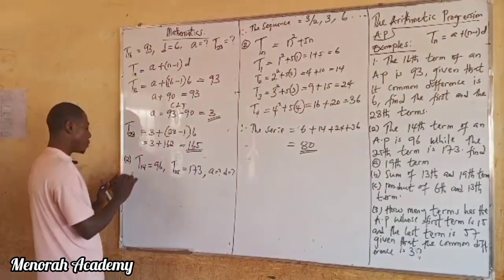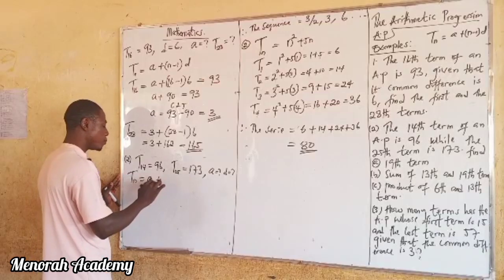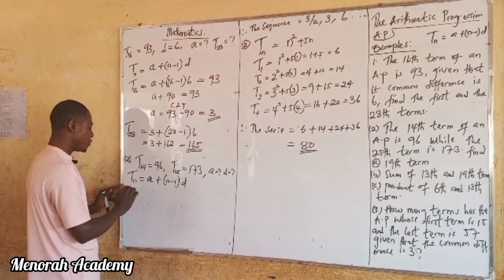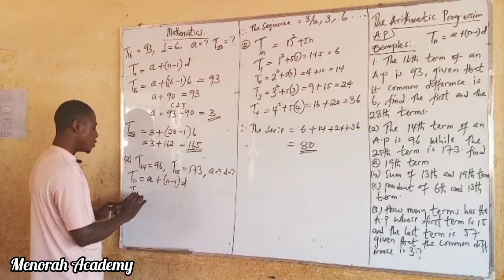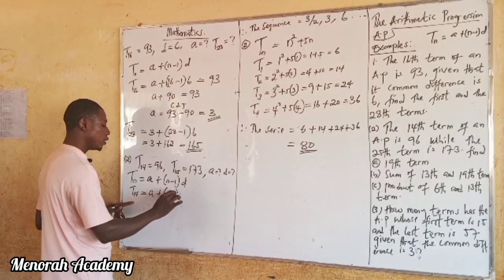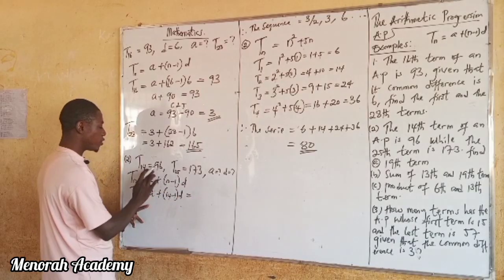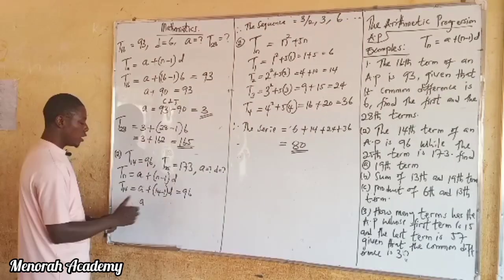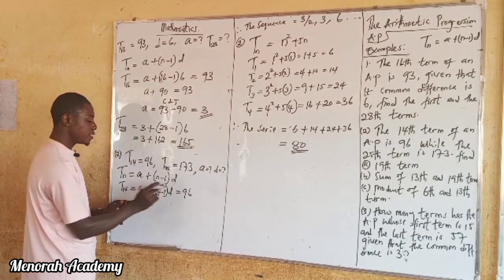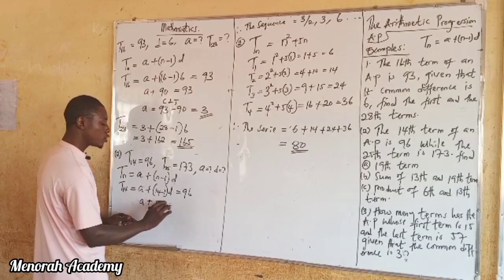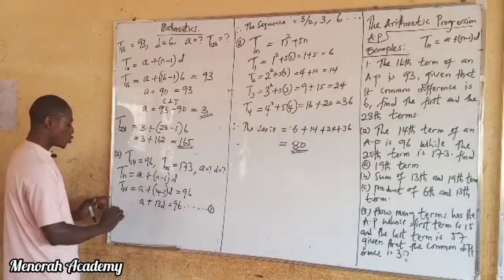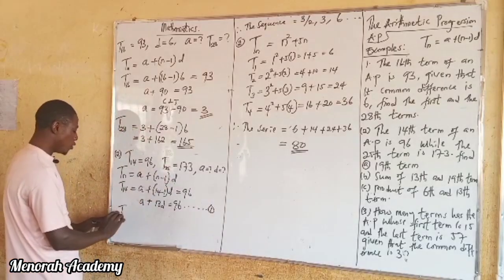So now remember our T of n is always A plus n minus 1 and then D. All right, so T of 14 first. T of 14 will be equal to A plus 14 minus 1, then D, and our T of 14 is 96. So it's going to be A plus 14 minus 1 is what? 13. 13 times D is 13D, which is equal to 96. We call it equation 1.